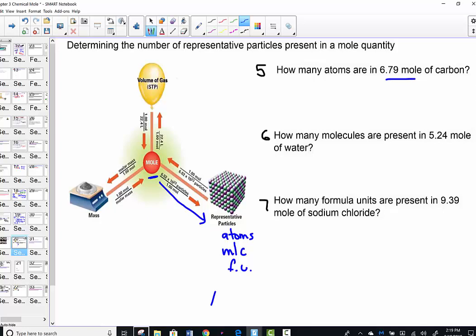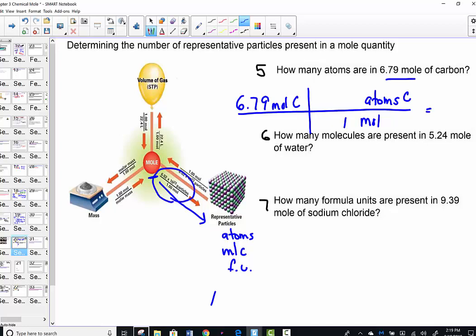Avogadro's number is 6.023 times 10 to the 23rd. I often just write 6.02 and get close enough to the answer. I most often don't carry the 6.023, simply because the number in the problem rarely gives me that many decimals. So the work would look like 6.79 moles of carbon. I'm going to set up a conversion factor where the mole unit cancels, and I'm at the individual atoms of carbon. By definition, you can see on your visual that 1 mole is equivalent to 6.02 times 10 to the 23rd atoms of carbon.